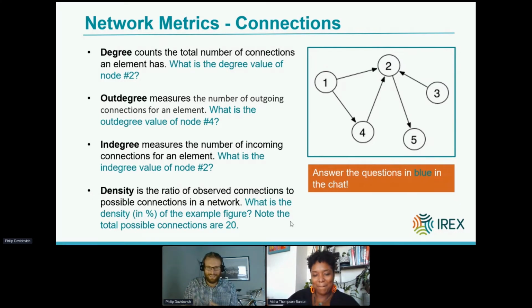And then finally, density. I think we'll flag that a lot of these metrics have some caveats to them as well. But density is defined as the ratio of observed connections to the possible connections within a network, right? So this might be a tricky one. What is the density? The metric is shared as a percentage of the total example you see on the right. And for understanding, note that the total possible connections are 20.